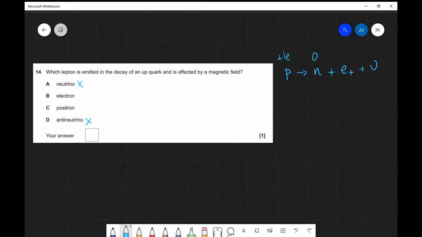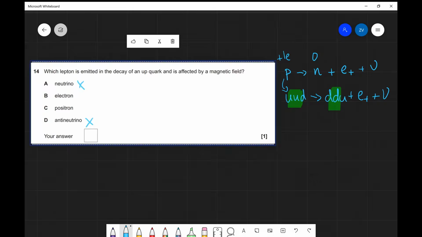In this reaction, a proton, that's 2 ups and a down, turns into a neutron, which is 2 downs and an up, plus the positron plus the neutrino. In one of those reactions, one of those up quarks, let's say the middle one, has turned into a down quark. So the correct answer is C, a positron.